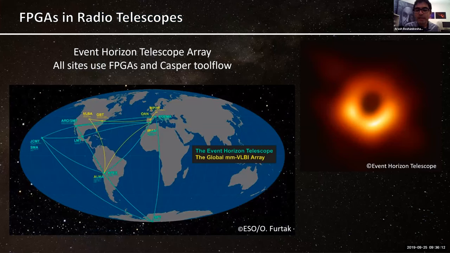The next example, which probably many of you are familiar with, is the Event Horizon Telescope project, which revealed the first image of a black hole. Interestingly, FPGAs and Casper have been used in all telescope sites within this array. For the 2017 data, there were about eight radio telescope sites. In all of them, FPGAs played an important role in receiving and processing the data, and then sending it for recording. So in this project, FPGAs played a very, very important role.